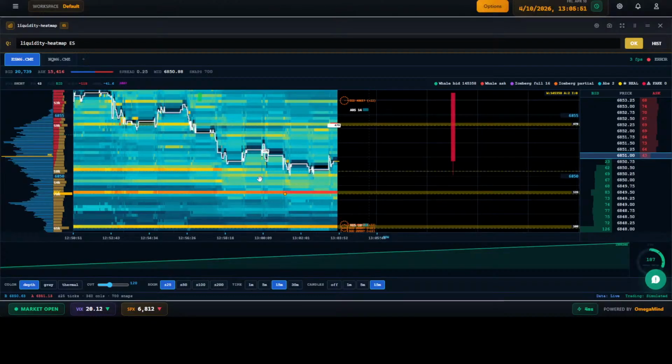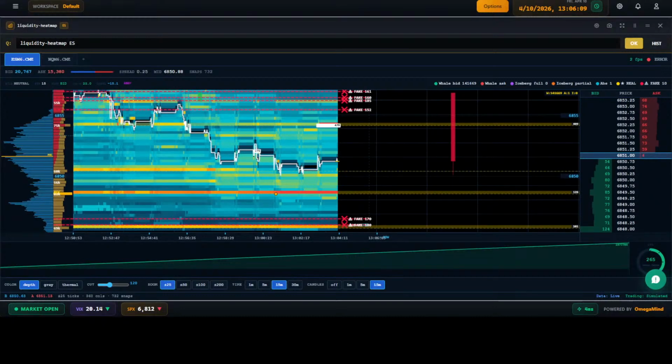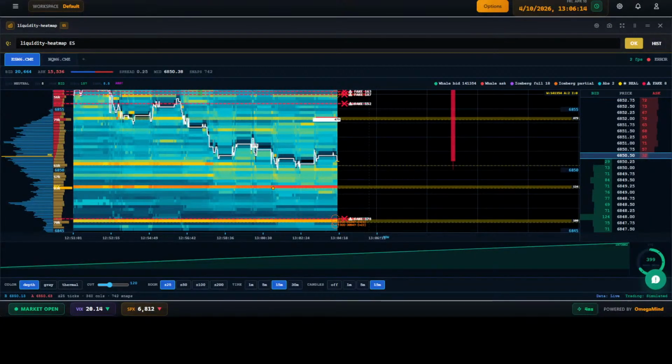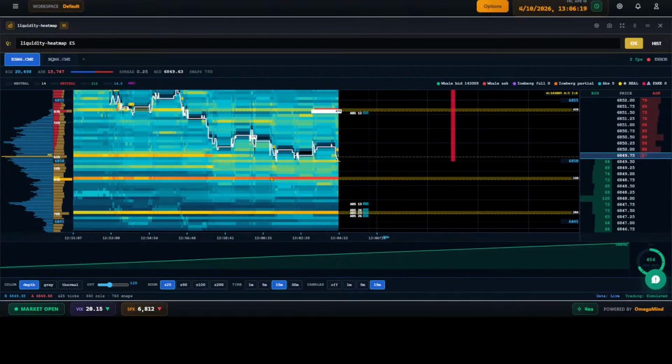Now you see how long they took in this area and then they were not able to go down past this area? They keep retesting. There are a lot of buyers right here. They're buying this area. I posted a picture.